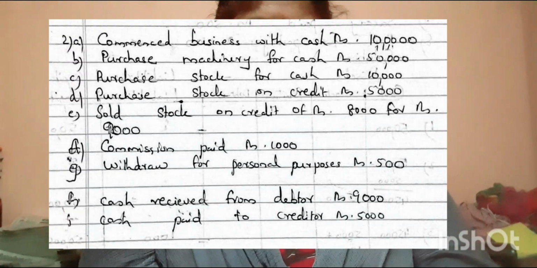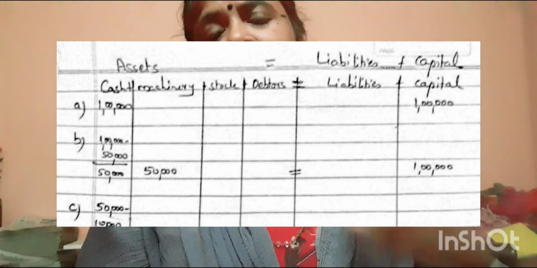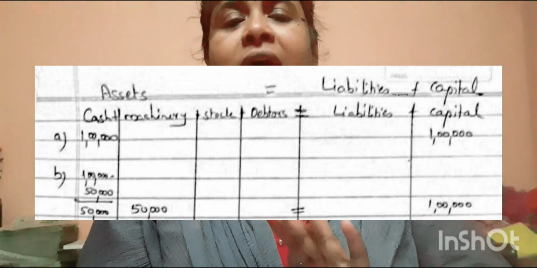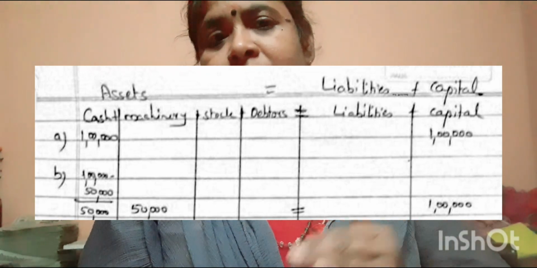Okay, then another question we will discuss: commenced business with cash. That is on the asset side, cash has come into our business. On the capital side our capital is 1 lakh, cash 1 lakh and capital 1 lakh on both sides. Then purchase machinery for cash 50,000. In our hand now we have 1 lakh rupees. Then we purchase machinery for 50,000 rupees, so it will reduce the cash to 50,000. Then in our hand only 50,000 cash and 50,000 worth of machinery comes to our business. Capital is the same. On both sides it will balance.